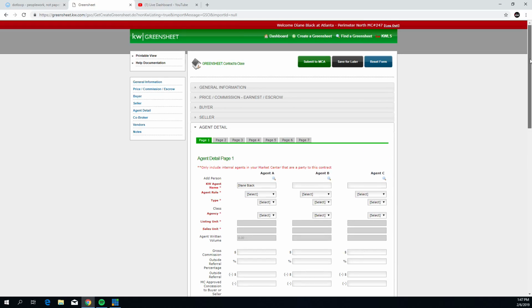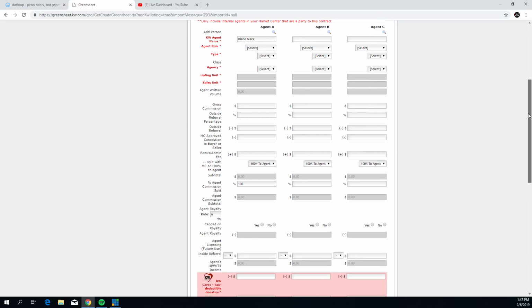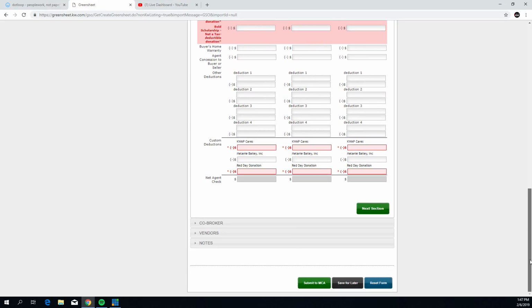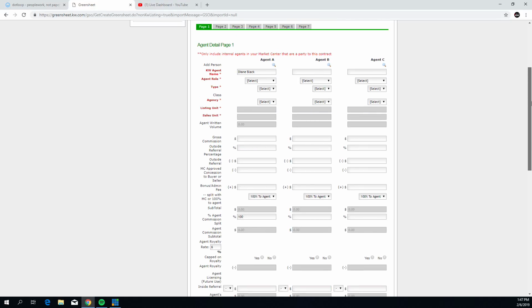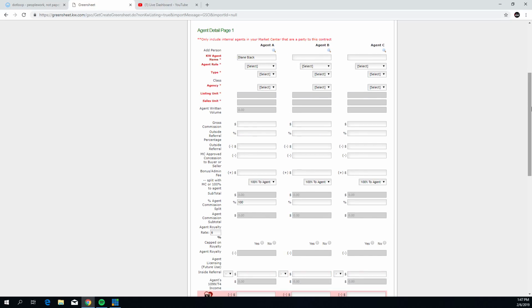Agent detail. This is the one that everybody looks at and they start freaking out because they're going, I don't know what all this stuff is. Luckily, most of it is filled in for you. Now you'll notice over here on the left-hand side, you've got these things that are in red. These are the things you're going to be filling out, and a lot of this follows from the first page where you have identified yourself as the listing agent or the selling agent.